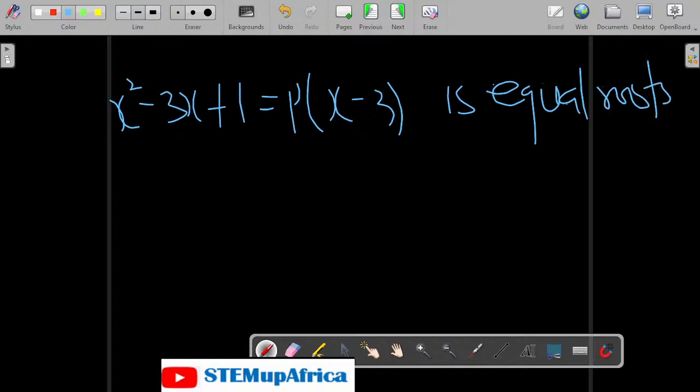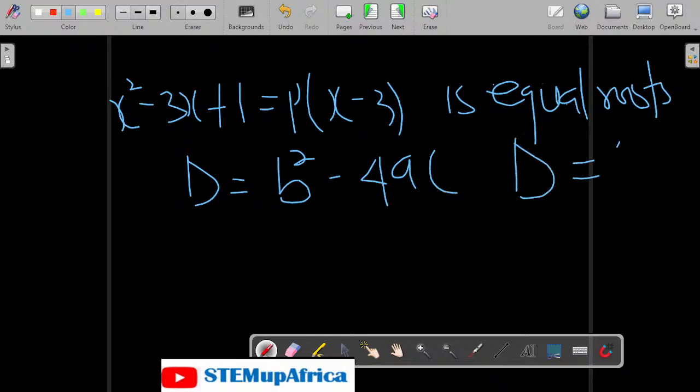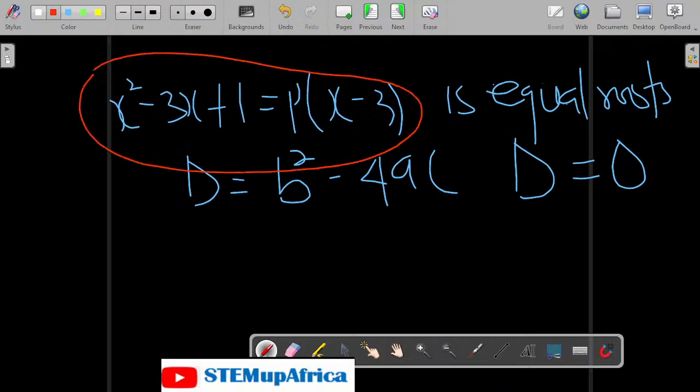You know the expression says that d is equal to b squared minus 4ac. So when d is 0, then we say it has an equal root. So that means every time I see d, I'm to impute 0. But before then, I need to get the values of a, b, and c from the expression given to us, using the standard quadratic equation. So let's rearrange this.